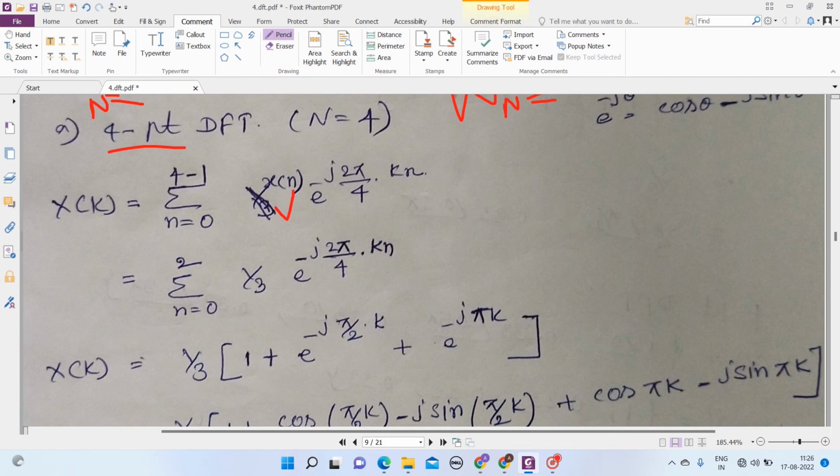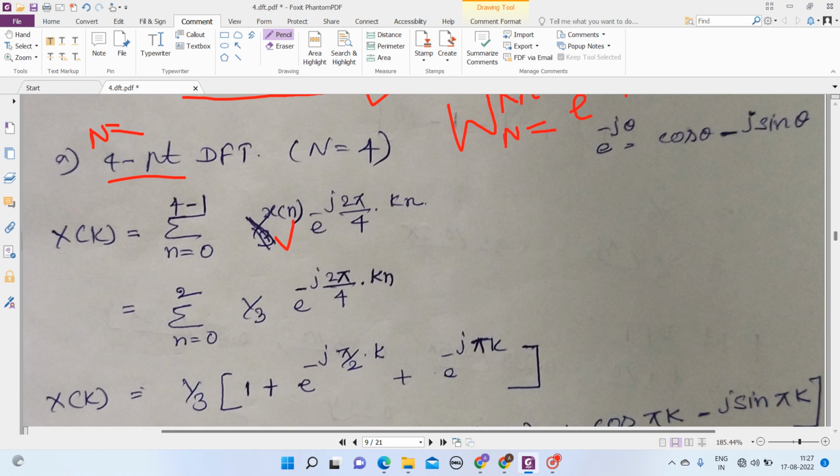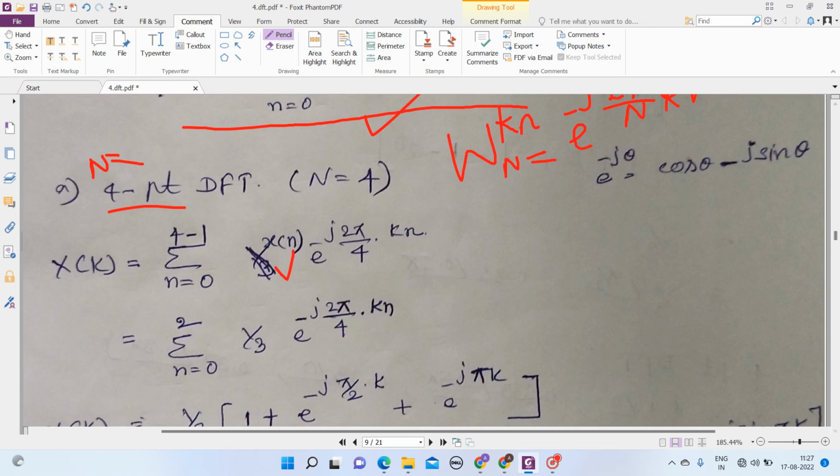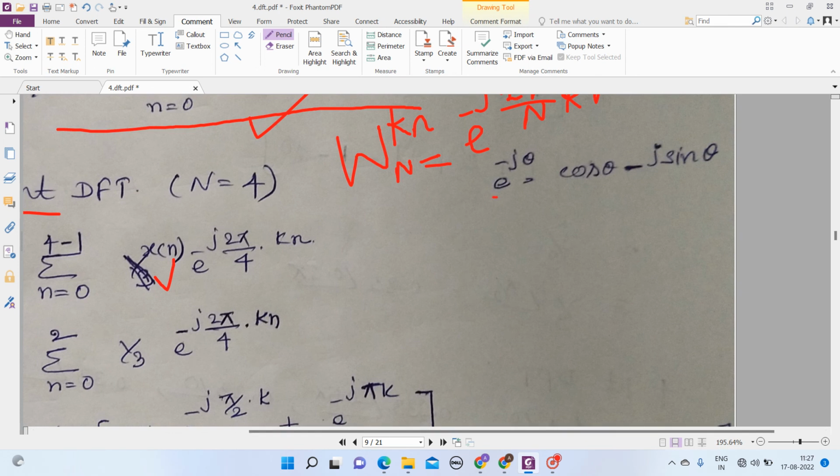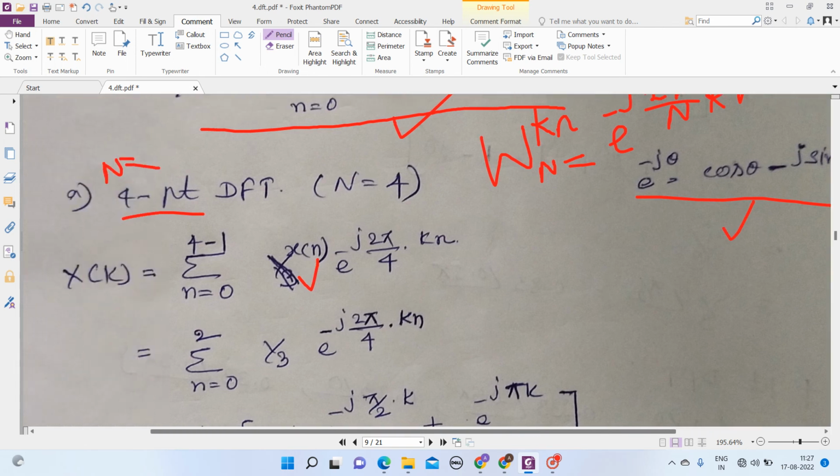After that, first apply the value of n from 0 to 2. You know very well the general equation of the exponential function: e to the power of minus j theta is equal to cos theta minus j sin theta. We are using this equation to solve this problem. This equation is very, very important. Please memorize it.